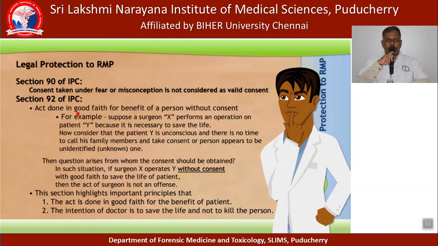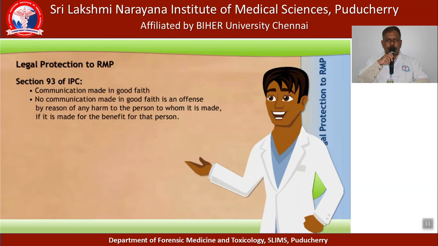So here consider Section 92 IPC. Here the unconscious patient needs life saving. The question arises when consent should be obtained. If the surgeon operates on Y without consent, in good faith to save the life, then the act of the surgeon is not an offense. The section highlights the important principle that the act is done in good faith. You have to prove it is for the benefit of the patient. The doctor has to prove the intention was to save the life and not to kill the person. So the rest of the formalities you have to do.